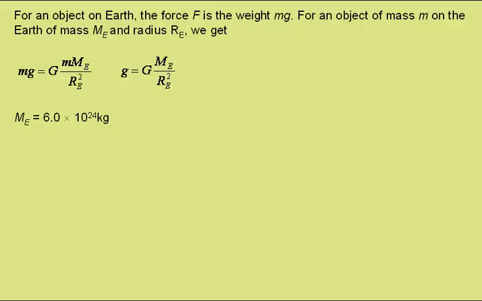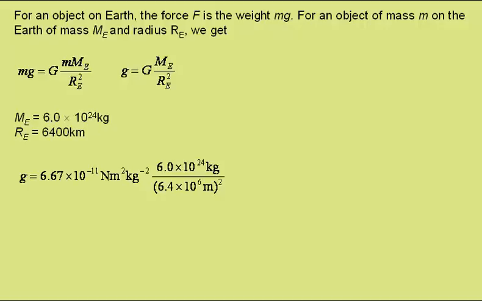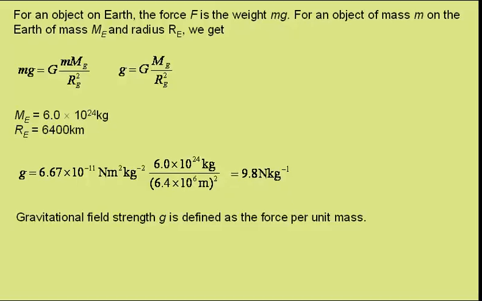If the mass of the Earth is around 6 times 10 to 24 kilograms, and the radius of the Earth around 6,400 kilometers, we get this. And this gives a value for the Earth's gravitational field strength of 9.8 newtons per kilogram. Gravitational field strength, little g, is defined as the force per unit mass.